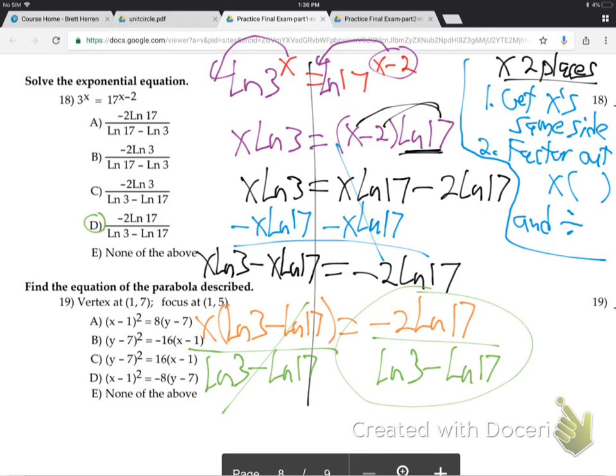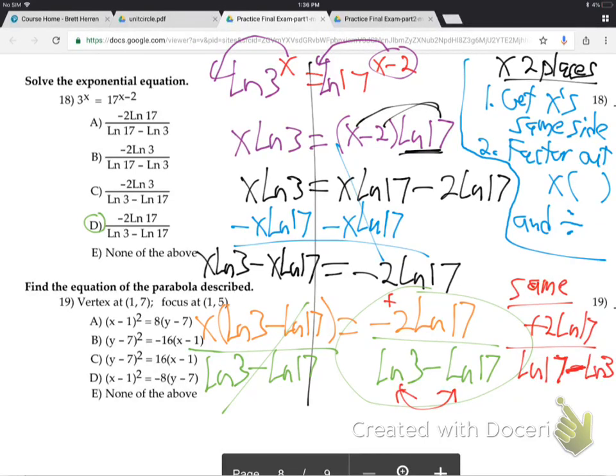Is that good? Now remember, they can give it a different look. If they happen to move the x's the other way, it would just end up looking different. Do you remember that on the multiple choice? I'll write: same as what? Positive 2 ln 17 over ln 17. So does everybody see that? Do you see how that one worked? Try number 19.